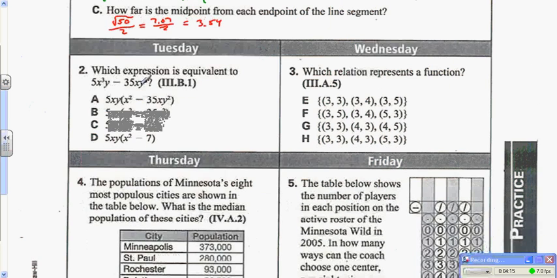Number 2, which expression is equivalent? Well, in our initial expression, there are no parentheses. In all options that we have, we've created parentheses. So this is a question where you want to factor out a greatest common factor. Notice that both terms are divisible by 5. That is a greatest common factor. They also both have at least one x. And they also have at least one y.